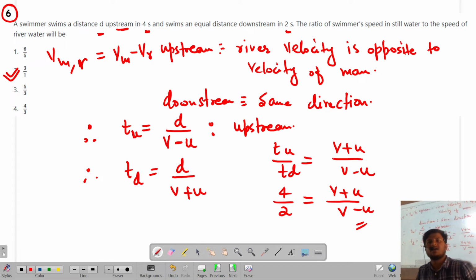So remember that in case of ground, the relative velocity is different. In case of water or the liquid, the relative velocity concept is totally different.